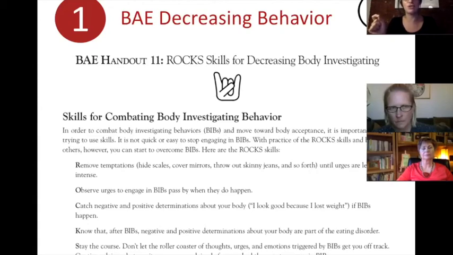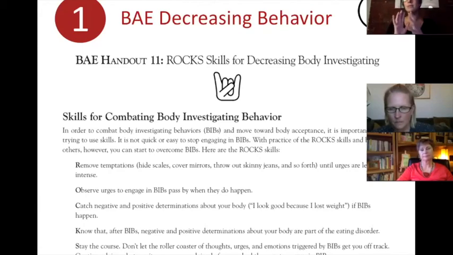And in fact, positive determinations can be even more destructive than negative determinations sometimes from a behavioral reinforcement standpoint. So we want to make sure that patients are catching negative and positive determinations or judgments, and then know that after a body investigating behavior, both of these kinds of determinations are part of the eating disorder, and stay the course. So regardless of what the determination is, don't let the roller coaster of thoughts, urges, and emotions get you off track. Just continue doing whatever you're doing.